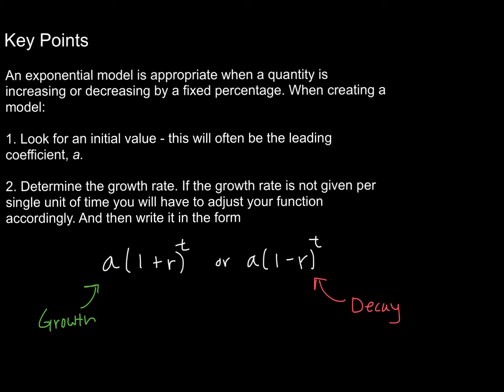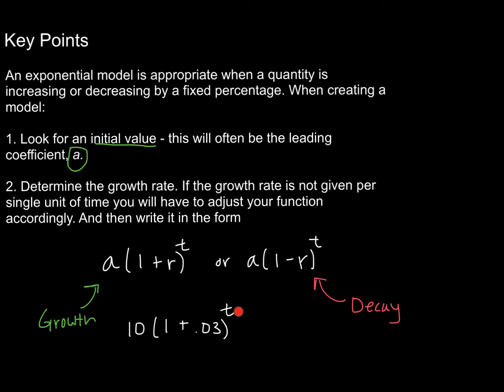When you're creating this model, there are a couple things. The first is look for an initial value. That is, in most cases, but not all, going to be what the a value happens to be, the leading coefficient. Next, you want to determine the growth rate. So you're looking for it doubles every 5 years, or it increases by 3% every year. For example, if I said it increased by 3% every year, let's say its initial value was 10, so I'd have 10 times 1 plus 0.03 to the t power, since it increases by 3% every year.